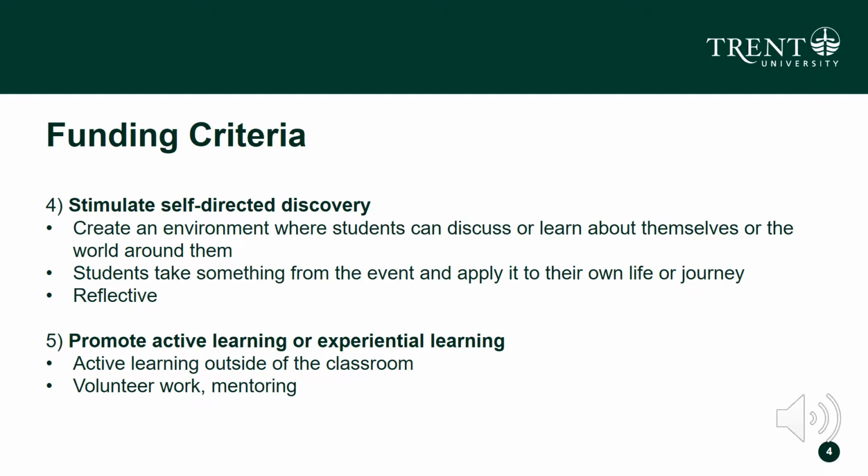Our fifth objective for the Pan Colleges funding is that your event promotes active learning or experiential learning for students. Experiential learning can be simply defined as active learning outside of the classroom. This objective would not include students listening to speakers or watching movies on certain topics, but rather include examples of students actively participating in their learning. This can be achieved through mentoring or volunteering.